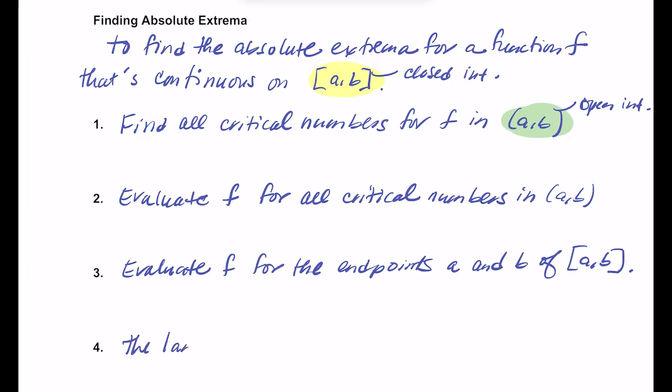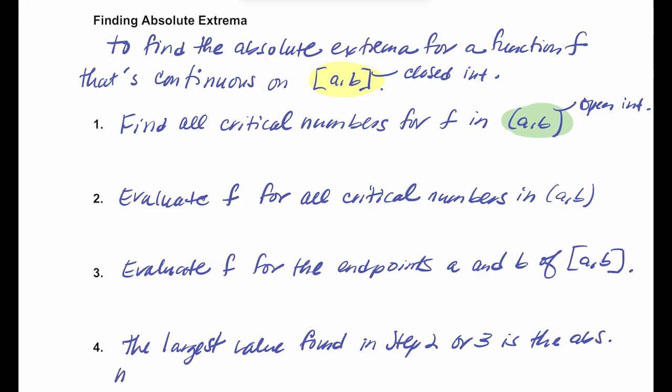And then the largest value found in step 2 or 3 is the absolute maximum for f on the closed interval AB, and the smallest value found will of course be the absolute minimum.